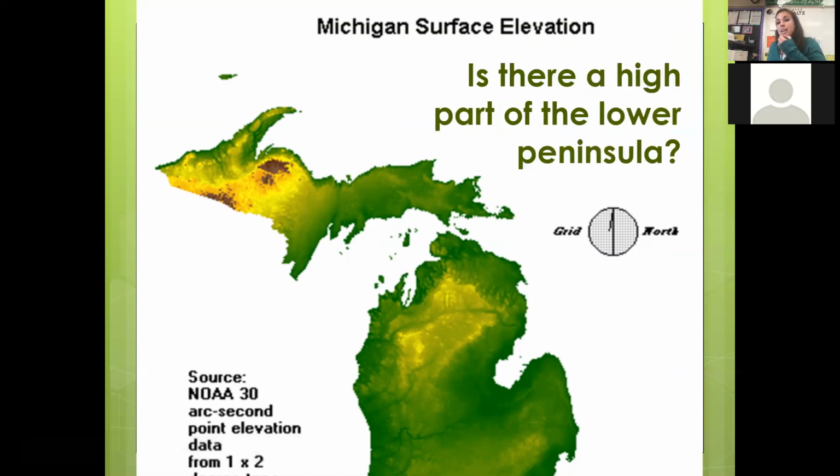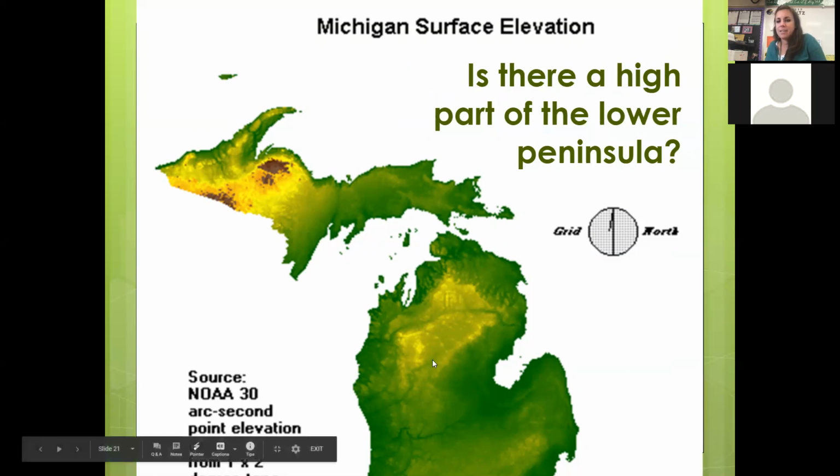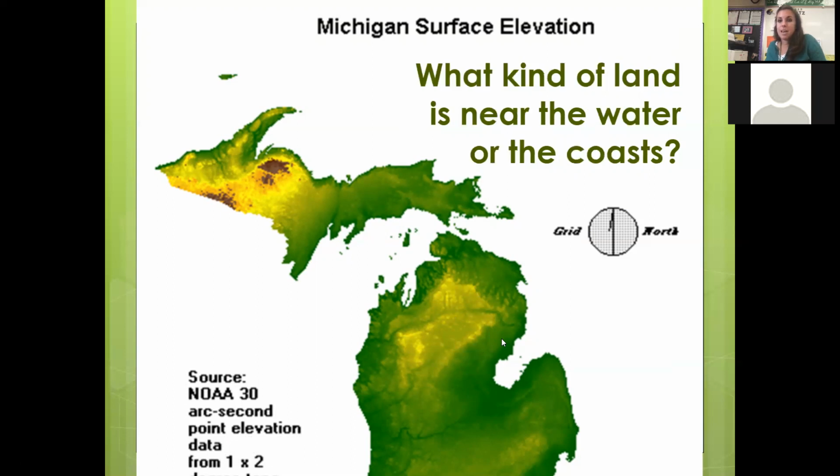The Lower Peninsula is very flat. Is there a high part in the Lower Peninsula? Yeah, kind of. Up by the Fingers. Sorry, someone's trying to come in. Up by the Fingers is very, very high. And what kind of land is near the water or the coast? So if we look at this and we look by the water, what kind of land is where water would be touching? So if you think most of this white part is water, is it by high ground or low ground? The answer is low ground.